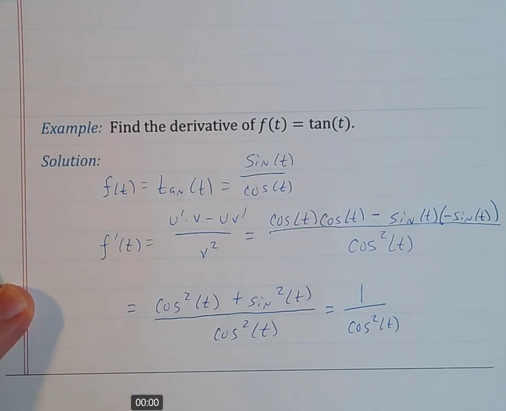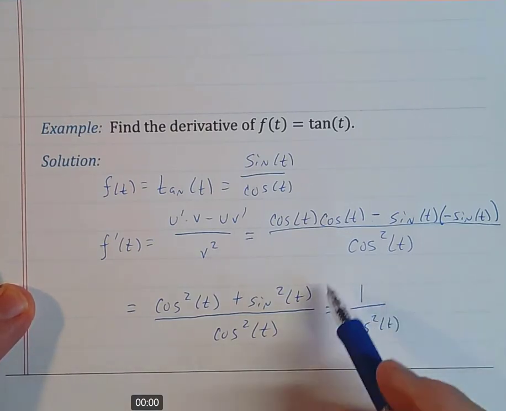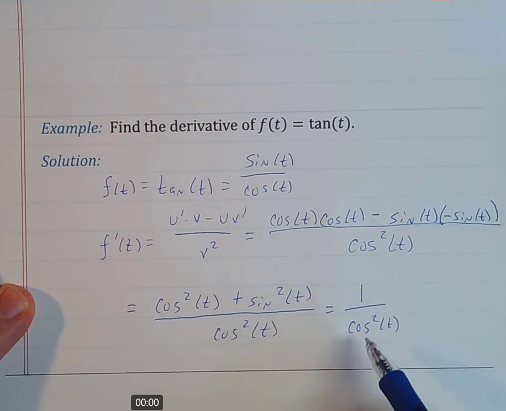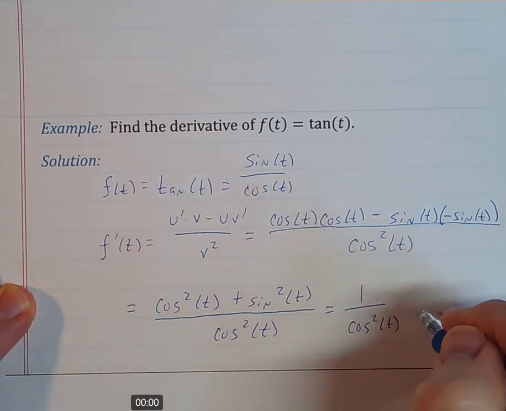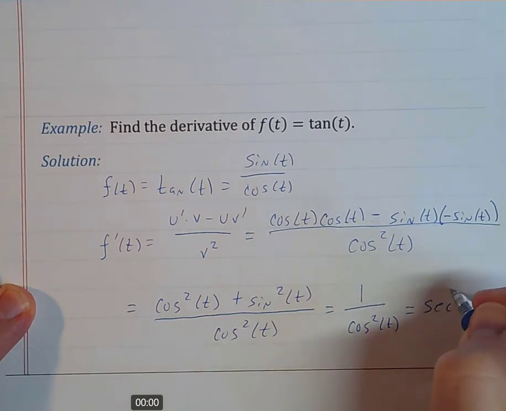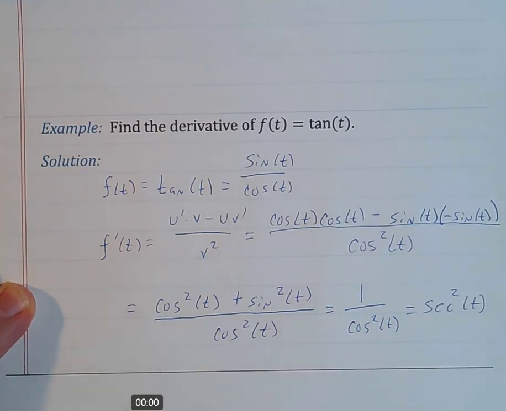Now I could leave it like that, and that's okay, but if you remember, one other trig identity is that 1 over cosine, that is how we define secant. And so I could rewrite this as secant squared t. And I don't think there's really a whole lot else that we could do with that.